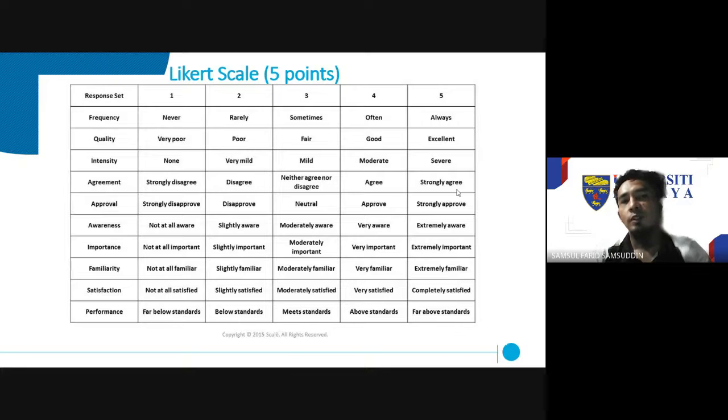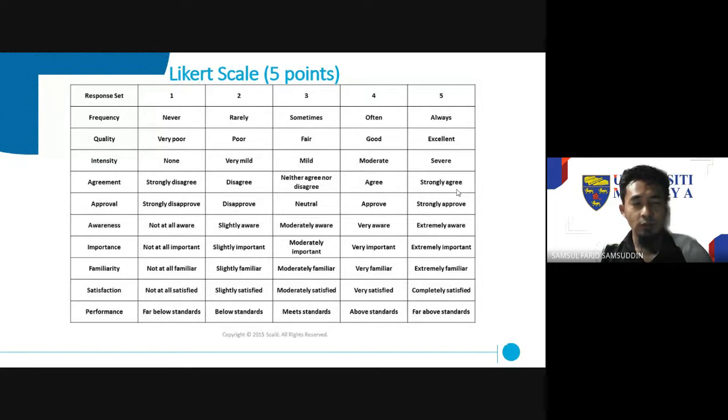This will help you. So this is an example of 5-point Likert scale on frequency. Never, rarely, sometimes, often, always. So you can also use these types of Likert scale for your current research. If you study quality, maybe you can use poor, fair, good, excellent. Intensity, mild, moderate, severe. Agreement. Yes, this one we will always see in research. Strongly disagree, disagree, neither agree or disagree, agree, strongly agree.